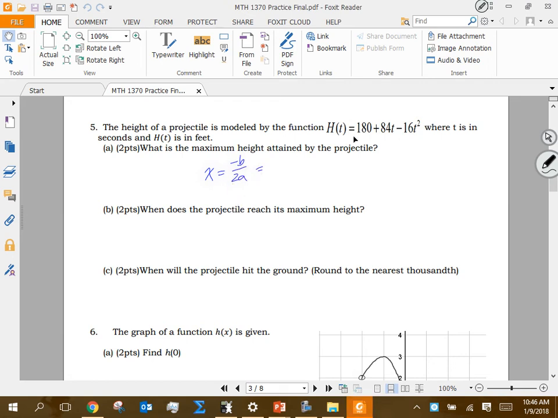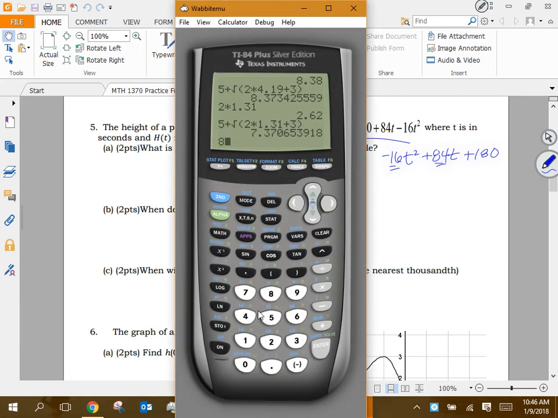So in this case, and they do this on purpose, it's not in the right format. Negative 16t squared plus 84t plus 180. That's going to give you the b and the appropriate a. So opposite of b would be negative 84. And actually I should be using t here. And then over 2a, so negative 32. So we'll take negative 84 divided by negative 32. So 84 divided by 32 gives me 2.625.